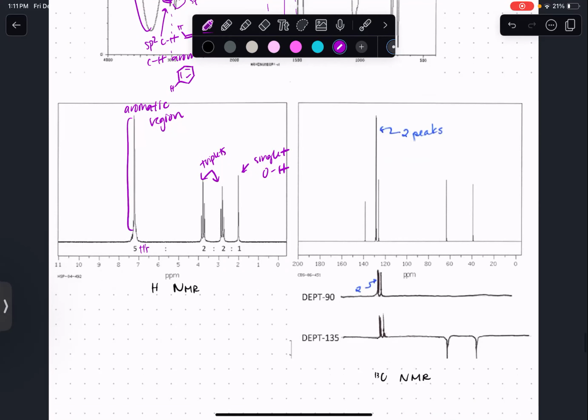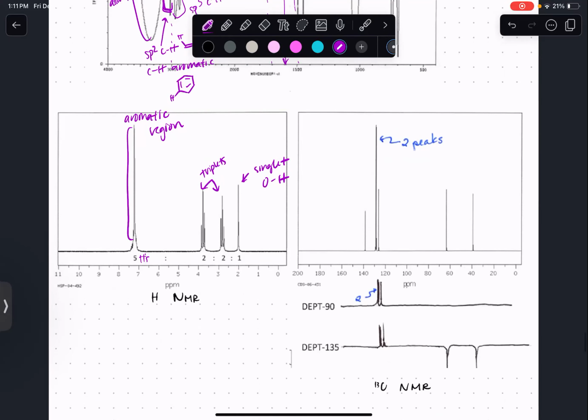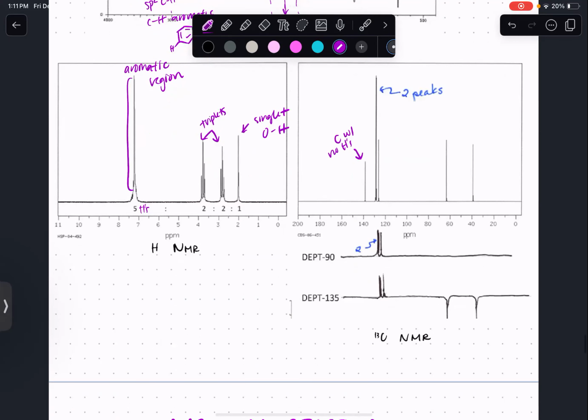and my carbon-13. So when I look at my carbon-13, in my DEPT, this carbon doesn't show up on the DEPT 90 or the DEPT 135. So that means it's a carbon with no hydrogens on it, which fits with me saying that my ring is monosubstituted, because when we look at a ring, this carbon has no hydrogens on it.